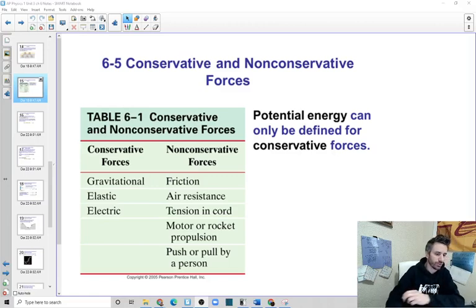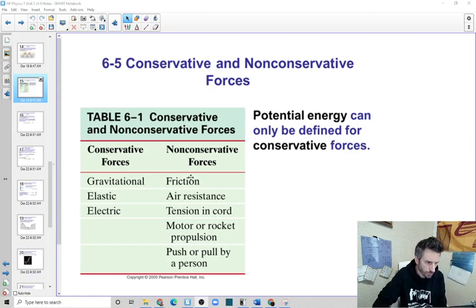Hey, let's have a part 2 lesson on work and energy. Last time I finished up by talking about the non-conservative forces of friction, air resistance, tension in a cord, and rocket propulsion, because of the action-reaction forces: you have a rocket going one way and the fuel spent going the other way, so of course you can't conserve those.